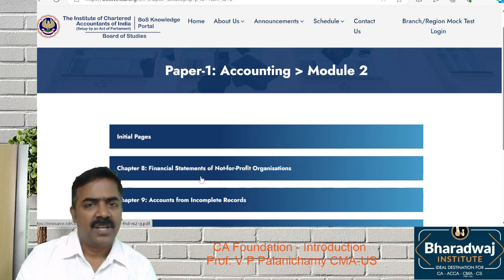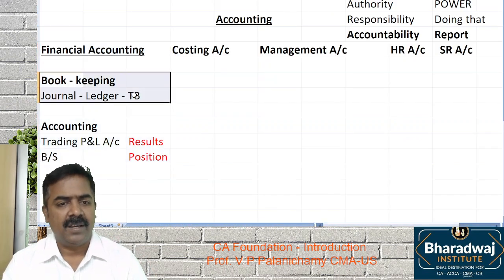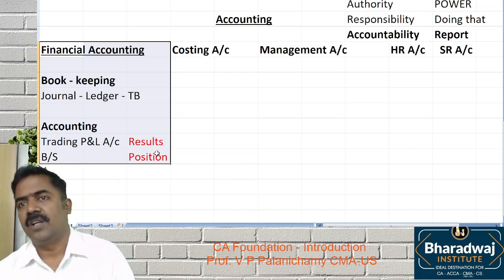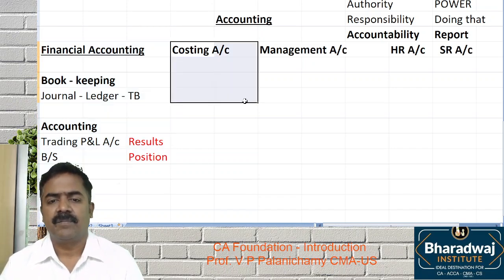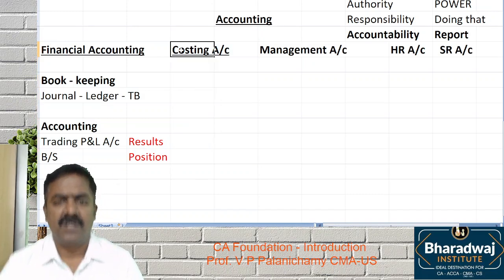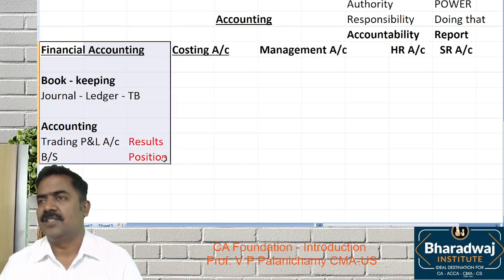partnership, and company accounts. Everywhere our job is bookkeeping and accounting. If you are this accountant, which accountant? Financial accountant. What is the next one? Cost accounting. What is a cost accountant? Then what will the cost accountant do? The financial accountant does all these jobs.